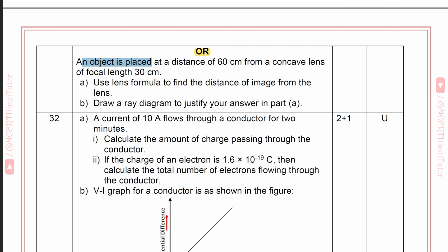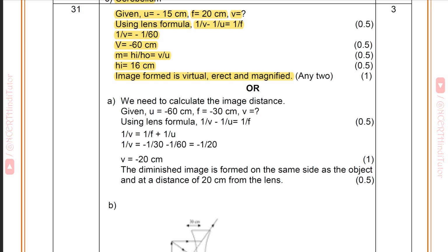Or an object is placed at a distance of 60 centimeter from a concave lens of focal length 30 centimeter. A. Use lens formula to find the distance of image from the lens. Answer. We need to calculate the image distance.